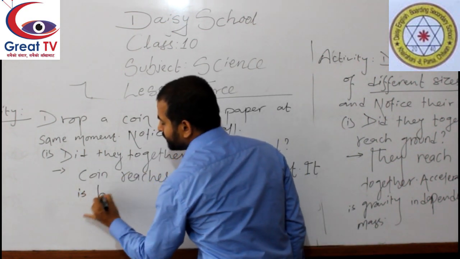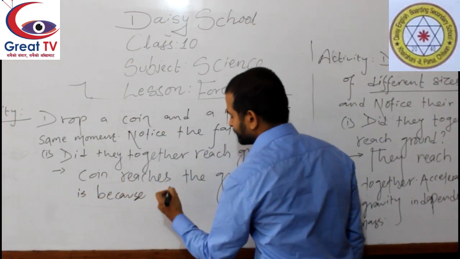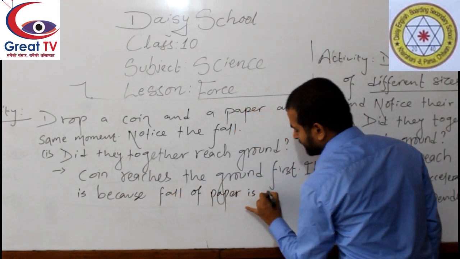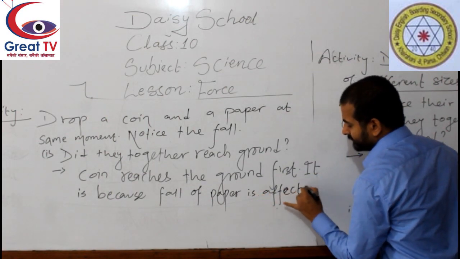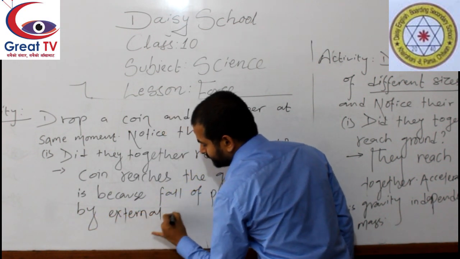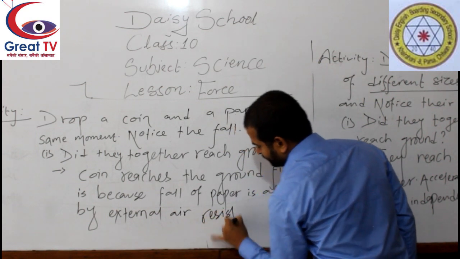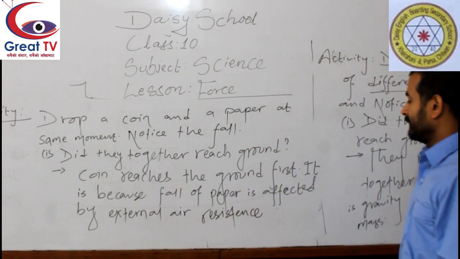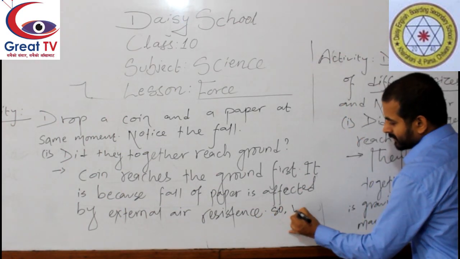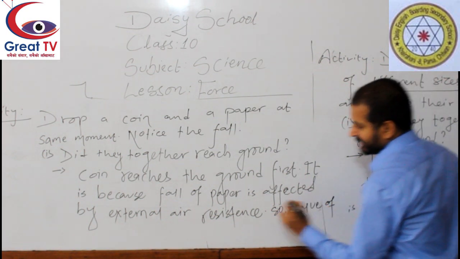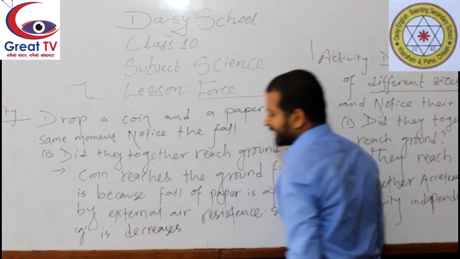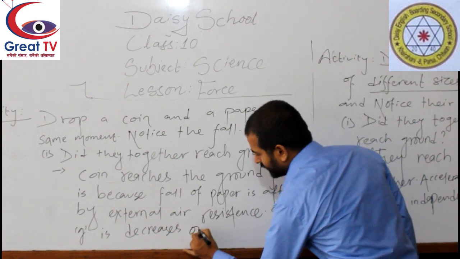It is because the fall of paper is affected by external air resistance. External air resistance. So the value of small g decreases on paper.